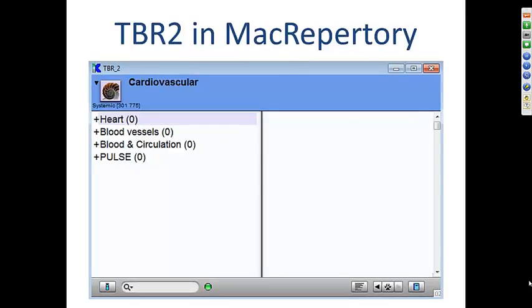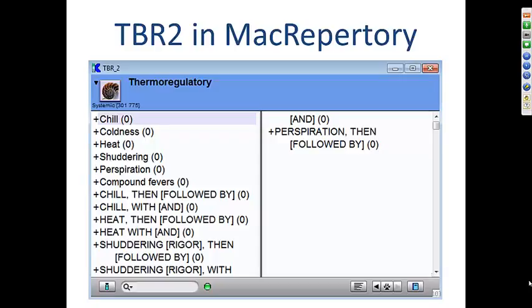So pulse, in contemporary repertories, is usually found in the general section. Here it's found in the cardiovascular section. And then under thermoregulatory, you'll find things like the chill, the coldness and the heat, shuddering. You'll also find in here perspiration. If you ever look at the old literature, fevers, they always had the fever, the chill, the perspiration, and they would describe these in an inordinate amount of very specific detail. This is reflected very nicely in the TBR2.